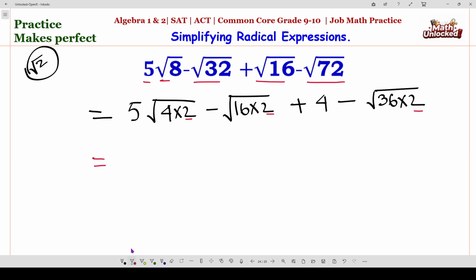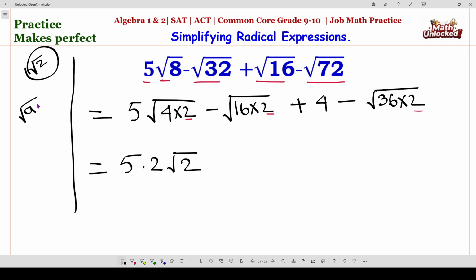Now, here is 5 and root 4 will be 2, and here is a root 2. How can we get this? We know root of a b means root a times root b. So root 8 we can write as root 4 times 2, that means root 4 times root 2. So root 4 means 2, and here is a root 2.